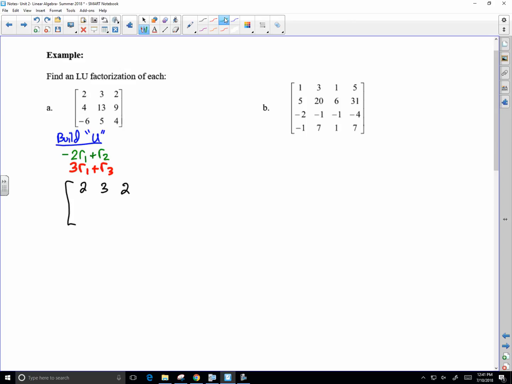So negative 2 times R1, that's going to give me a negative 4 plus 4 is 0. A negative 6 plus 13 is 7. A negative 4 plus 9 is 5. We do the same thing, but with a 6, which gives me a 0, 14, 10.